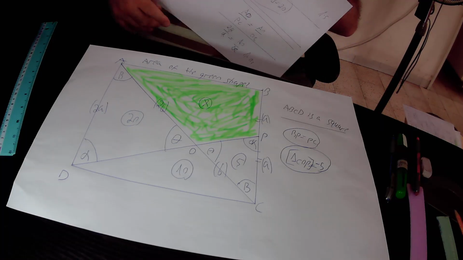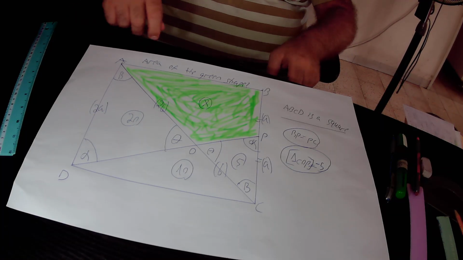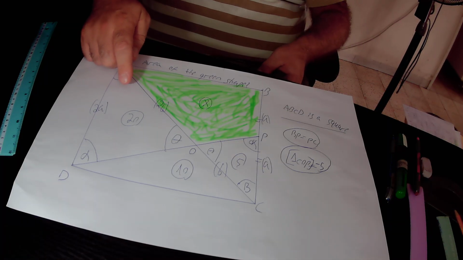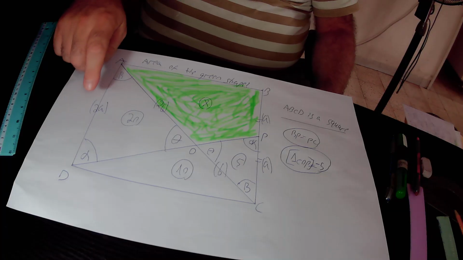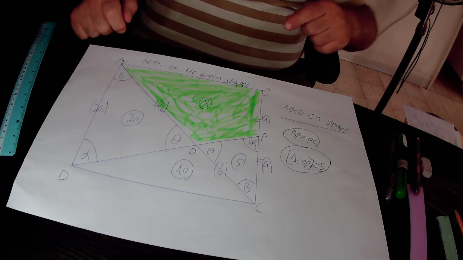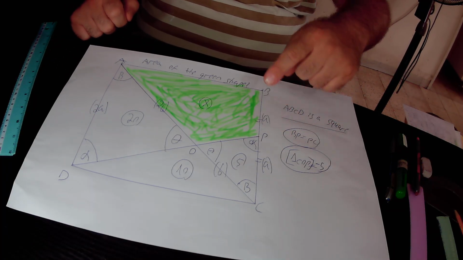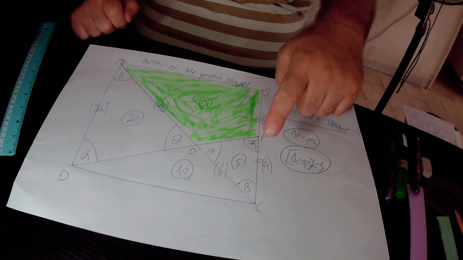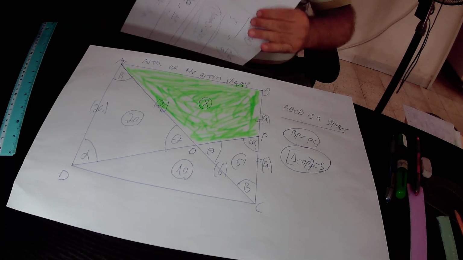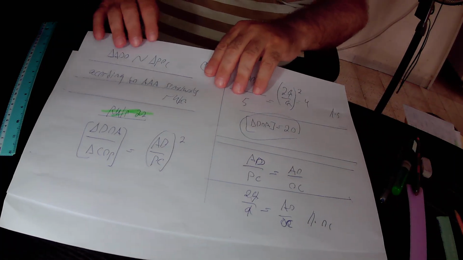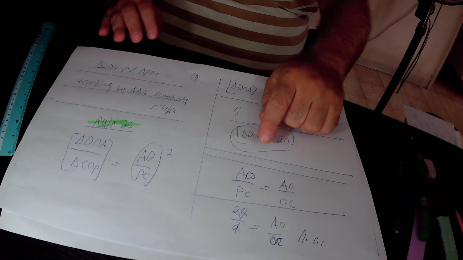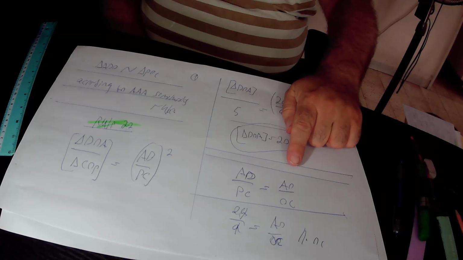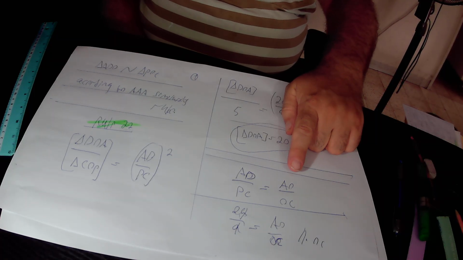Because those two triangles are similar to each other, the following relationship exists between their sides. Side AD of triangle ADO over side PC of triangle COP is equal to side AO of triangle ADO over side OC of triangle POC. Again, side AD of triangle ADO over side PC of triangle POC equals side AO of triangle ADO over side OC of triangle POC.